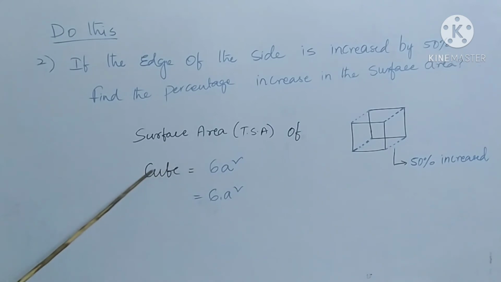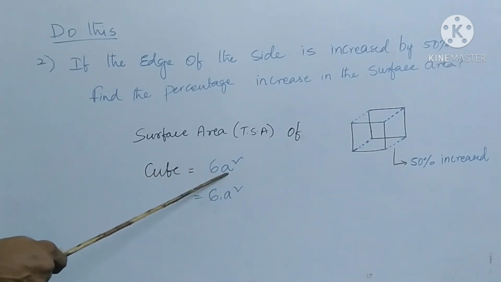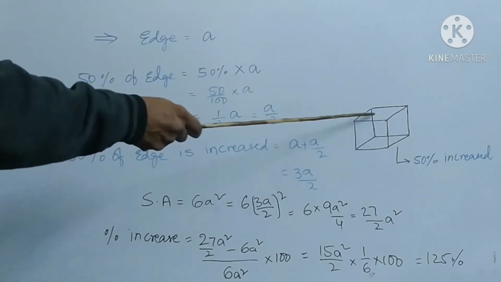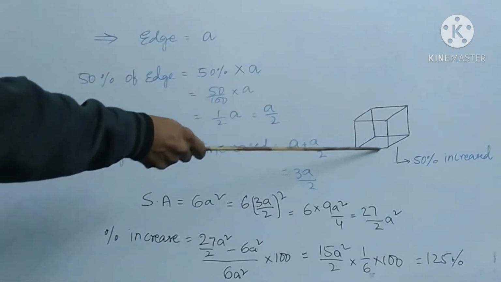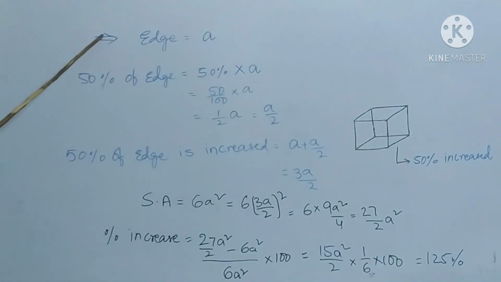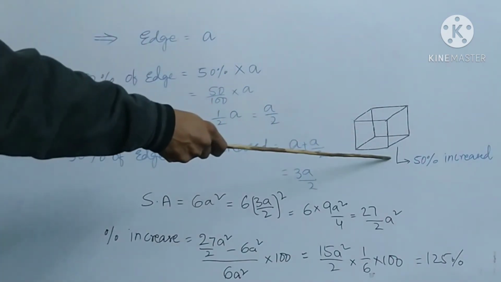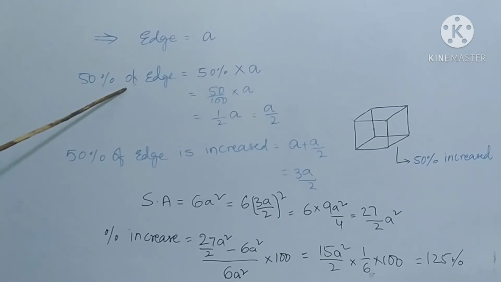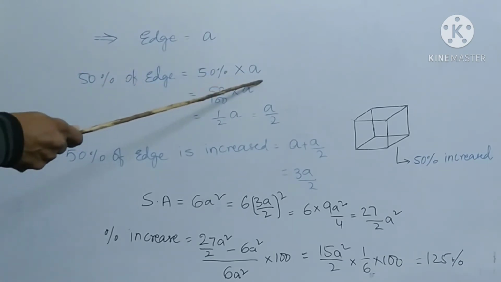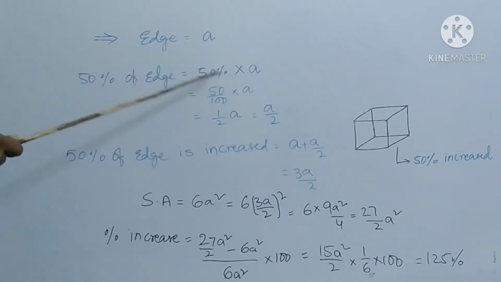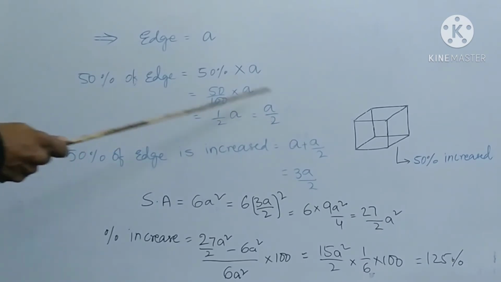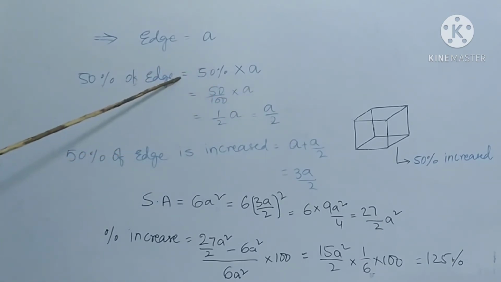Here the formula of total surface area of a cube is 6a square. How many edges are in a cuboid? All are 12 edges. So these are all 12 edges in a cuboid. Here the edge is equal to a. 50% increase means 50% of the edge. Percent means division by 100 and of means multiplication. So that is equal to 50/100 into a, which is 1/2 into a, so a/2. This is the increase.